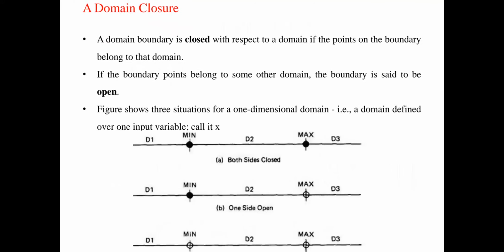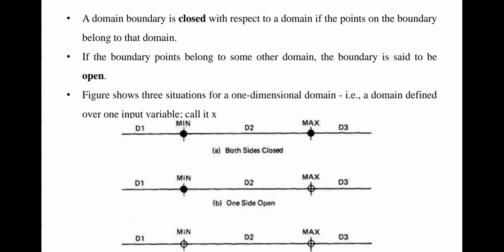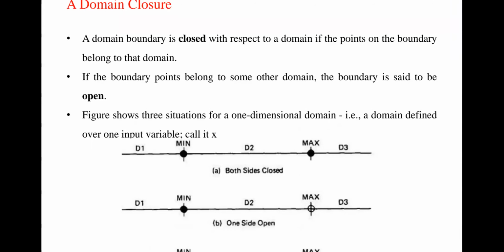Next, this is domain closure. See this diagram here: these black dots are called the domain boundaries. Sometimes these boundaries can be open and sometimes closed, based upon the boundaries that you have defined. The D1, D2, D3 domains lie on a single line, and this single line is called one dimensional. The domains can be one dimensional, two dimensional, or three dimensional.